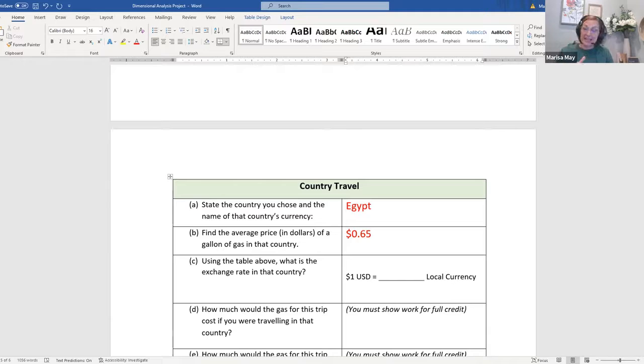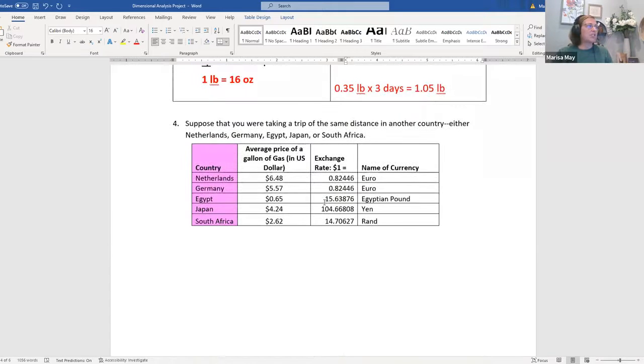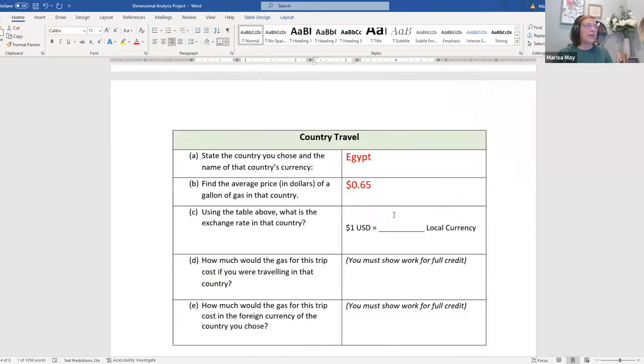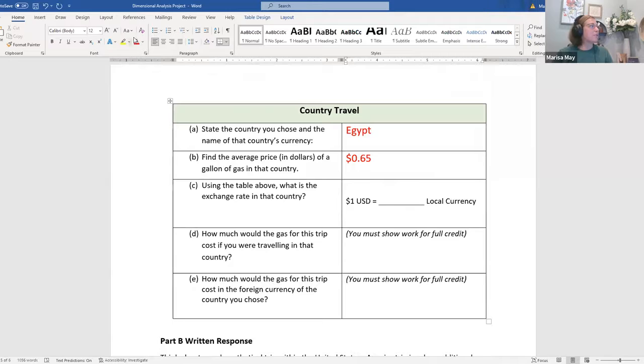Now in C, we're asking for what is the exchange rate. Again, this is in the chart. This time you're looking at column 3 for your country. So Egypt's exchange rate, column 3, 15.63876. Okay, and I'm just transferring that information here.